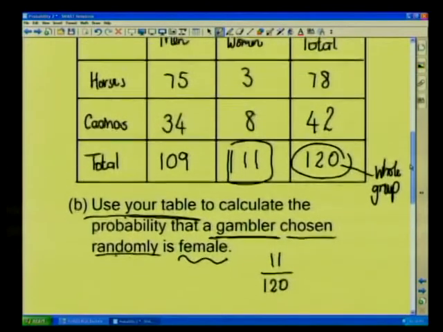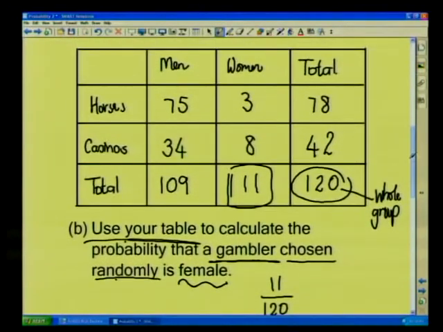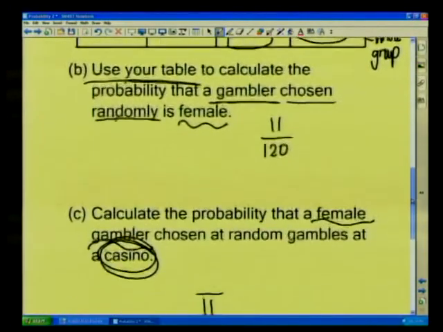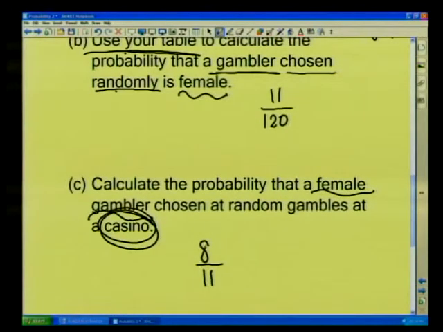So if I chose one of those 11 women at random, what are the chances that they gambled at a casino? Let's look at our table and see how many women gambled at a casino. It was 8 of them. So 8 out of 11 is my probability that I will get a female gambler that is gambling in a casino.